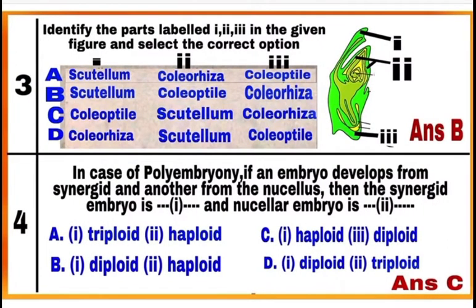Question 3. Identify the parts labeled 1, 2 and 3 in the given figure and select the correct option. Option B. It is LS of an embryo of grass where 1 is scutellum, 2 is coleoptile and 3 is coleorhiza. Question 4. In case of polyembryony, if an embryo develops from synergid and another from nucellus, then the synergid embryo is dash and nucellar embryo is dash. Option C. Synergid embryo is haploid and nucellar embryo is diploid.